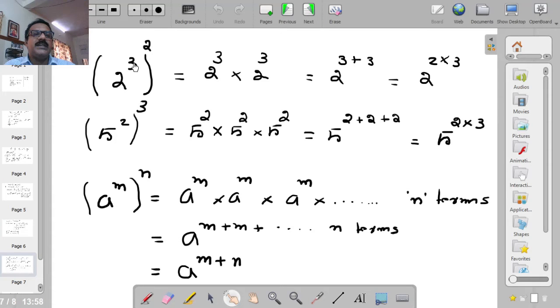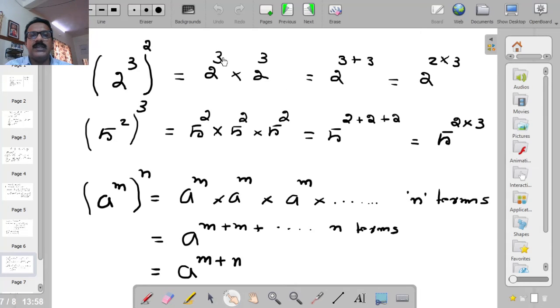2 raised to 3, the whole squared. Take 2 raised to 3 as some x, then it is x into x. Instead of x, write 2 raised to 3. Now 2 raised to 3 squared is equal to 2 raised to 3 times 2 raised to 3. That is equal to 2 raised to 3 plus 3.